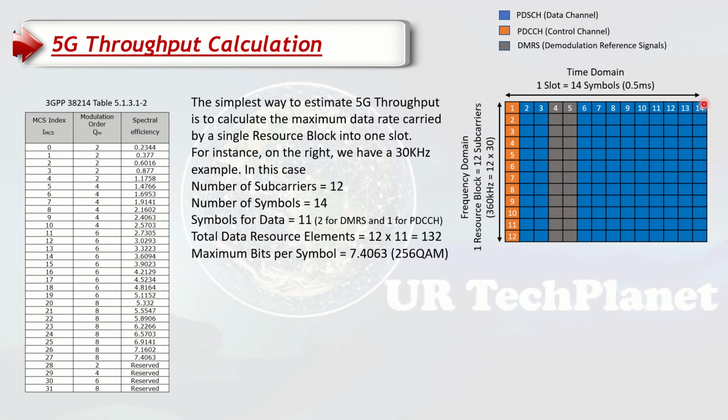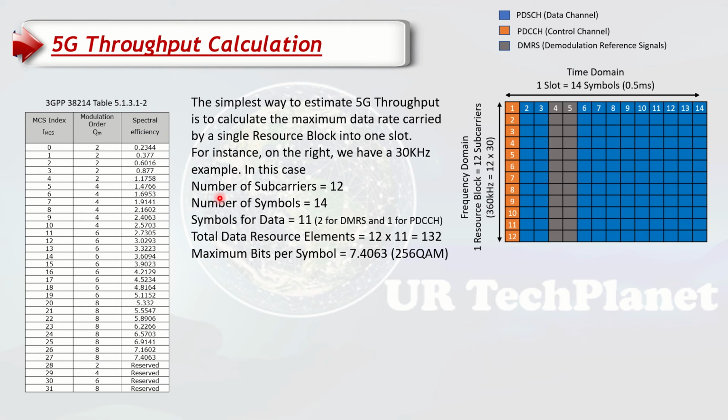So we can say this is one TTI. So we can have one slot which is 14 symbols, and we have one resource block which is 12 subcarriers. So we are assuming here that we are using the 30 kilohertz structure. That would mean that we are using 12 subcarriers into 30 kilohertz, that is 360 kilohertz for one resource block. So let me just show you now how it works out.